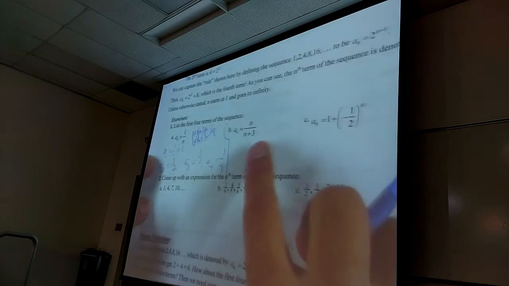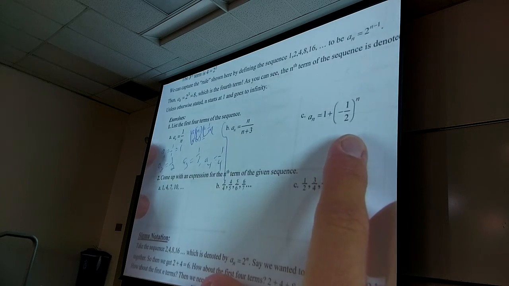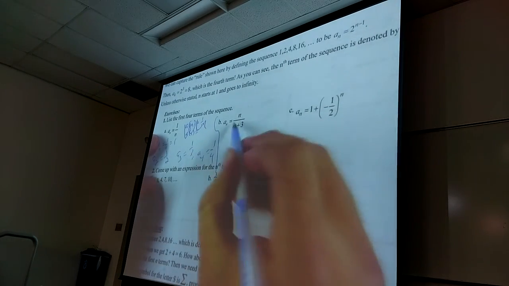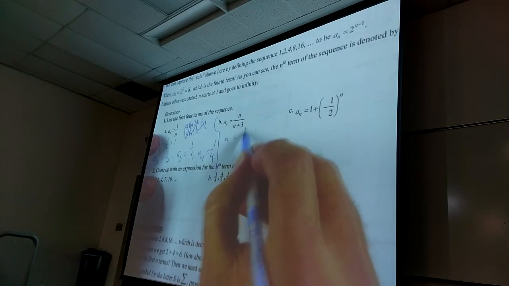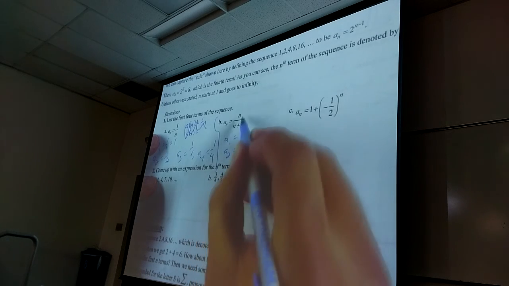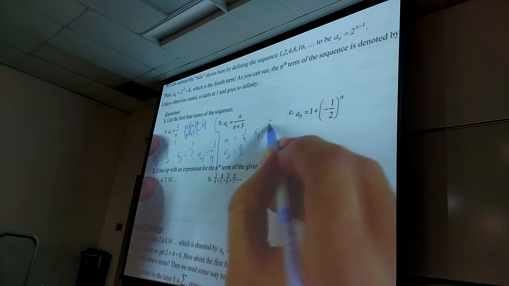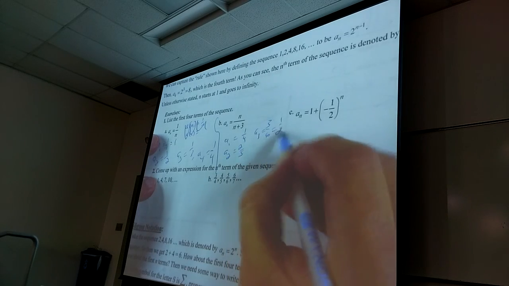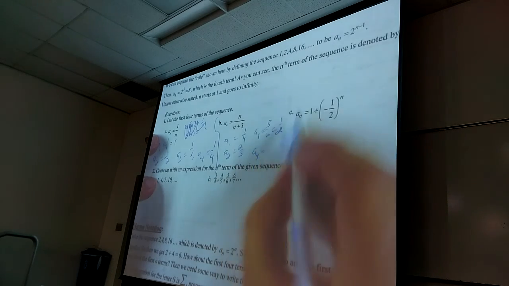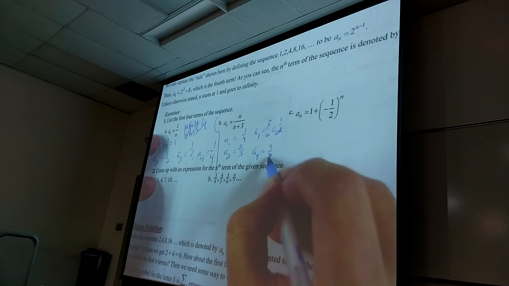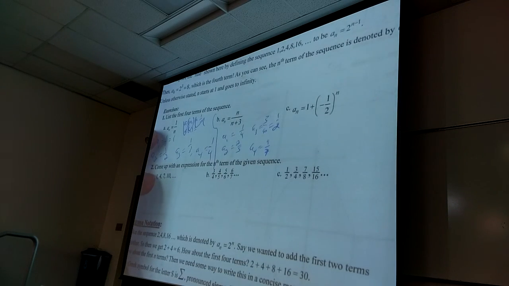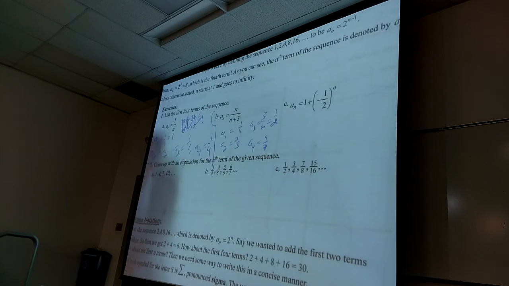Each of these works exactly the same way. So part B, you just put a 1 in for n at first, so you get 1 over 4. Put a 2 in, 2 over 5. Put a 3 in, I get 3 over 6, which is 1/2. And I put a 4 in, I get 4 over 7. Nothing amazing there, right? It's just plugging stuff in. That's it.